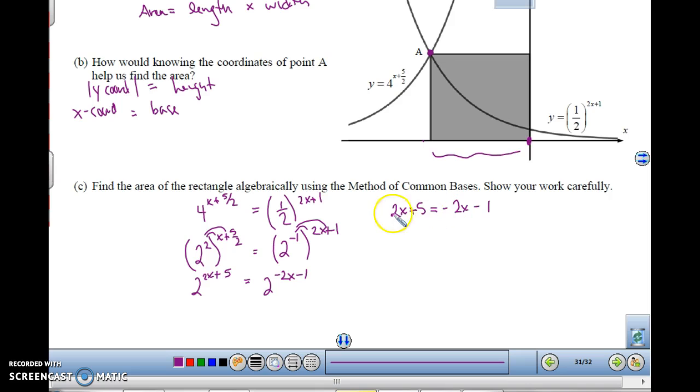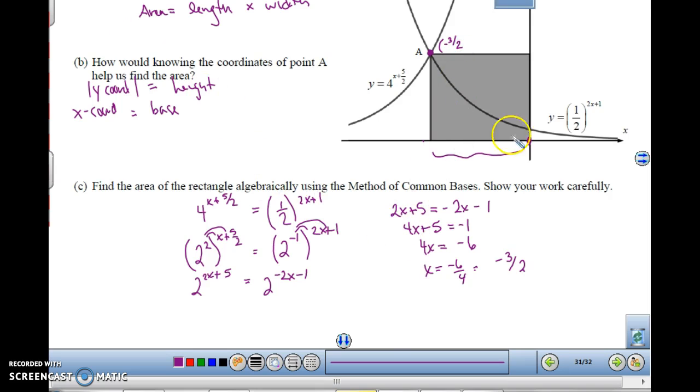Solve for x. Move the x over here. That gives me 4x plus 5 is equal to negative 1. Subtract the 5. 4x equals negative 6. Divide by 4. x equals negative 6 over 4, which is negative 3 over 2. Okay, so we now know that this point right here, the x value is going to be at negative 3 over 2.